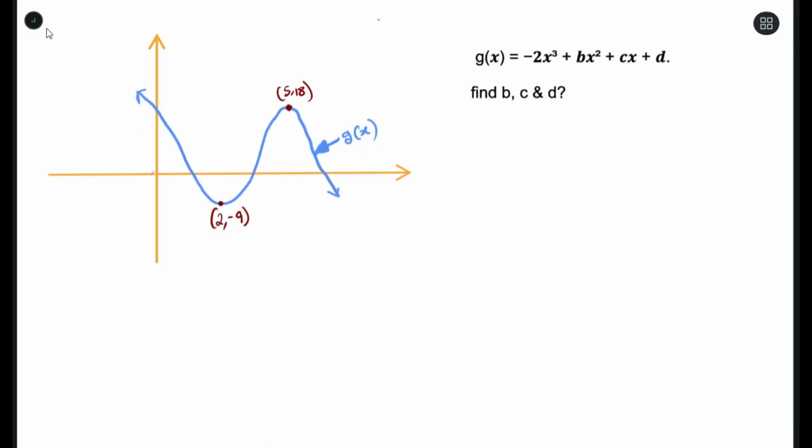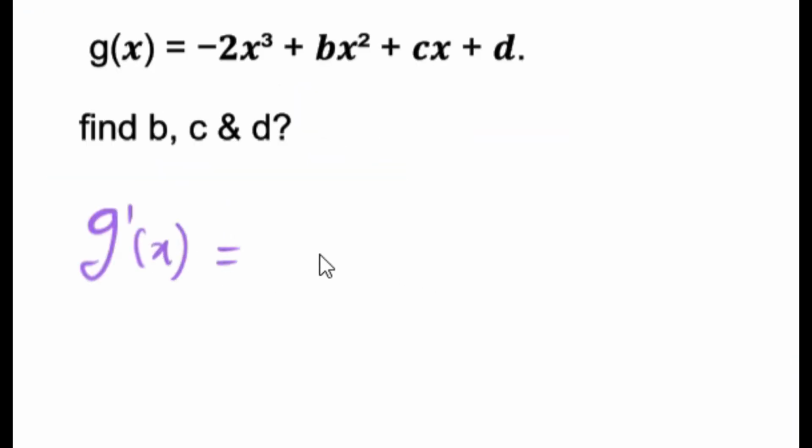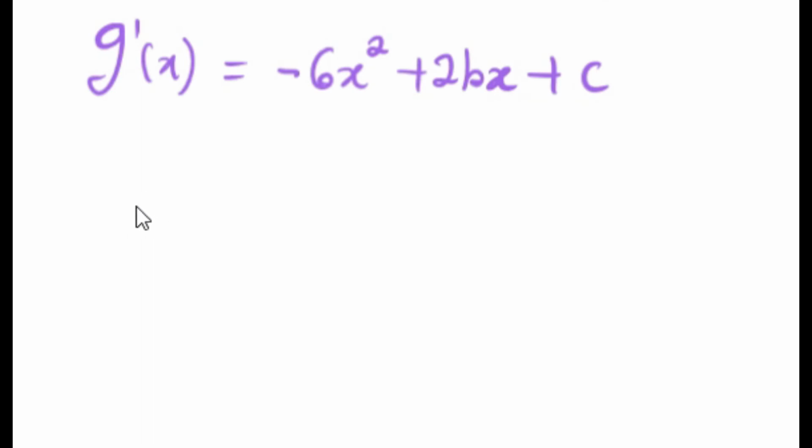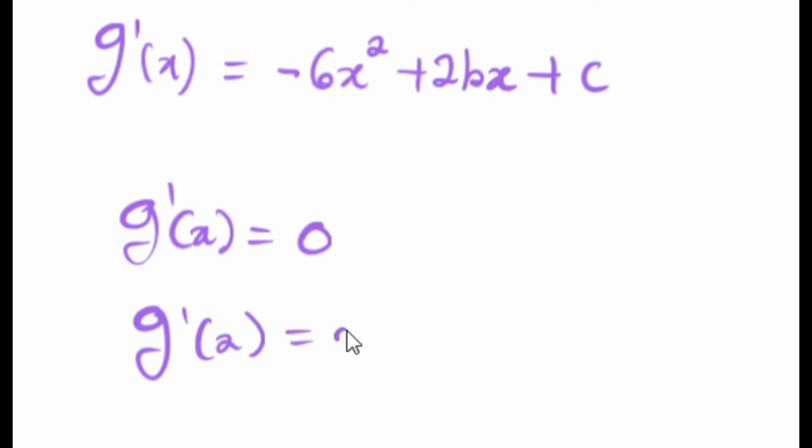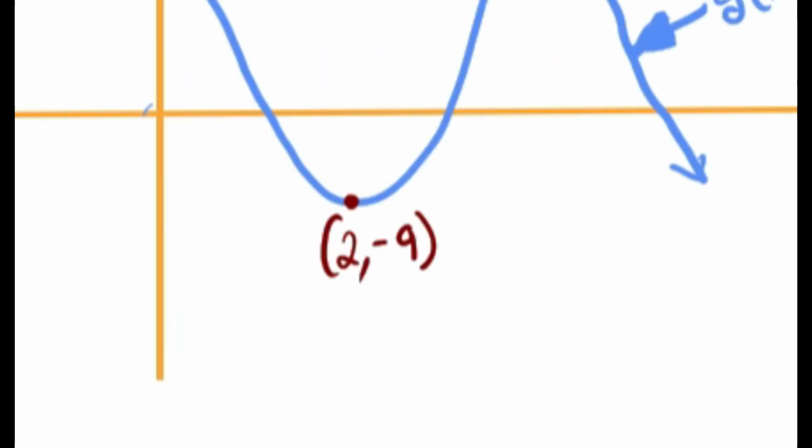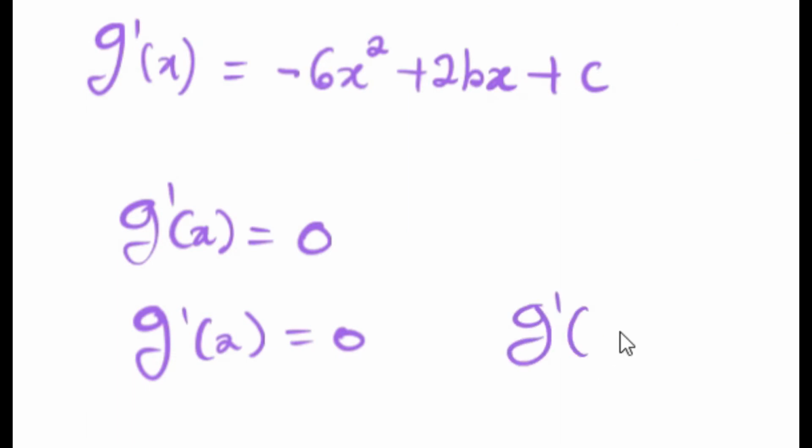To find this, the first thing you can do is get the derivative of this equation. So the derivative, g prime of x, would be. Now, the reason why I did this first is because the turning points of a cubic function are normally calculated by saying that the derivative is equal to 0. So what this means is g prime of 2, which is the x-coordinate of the first turning point, and g prime of 5 are equal to 0.